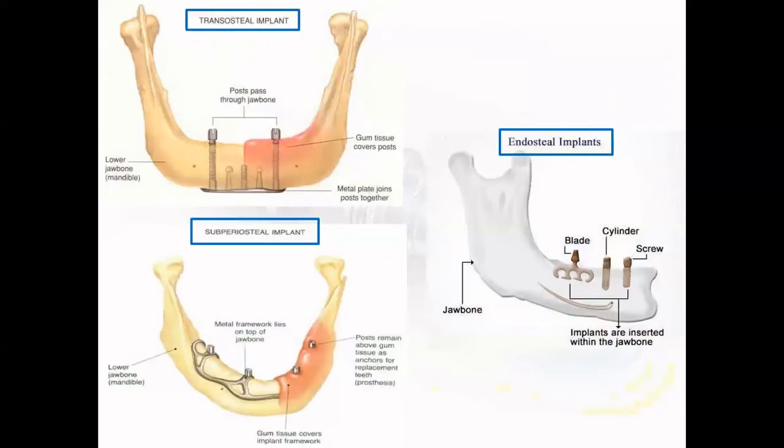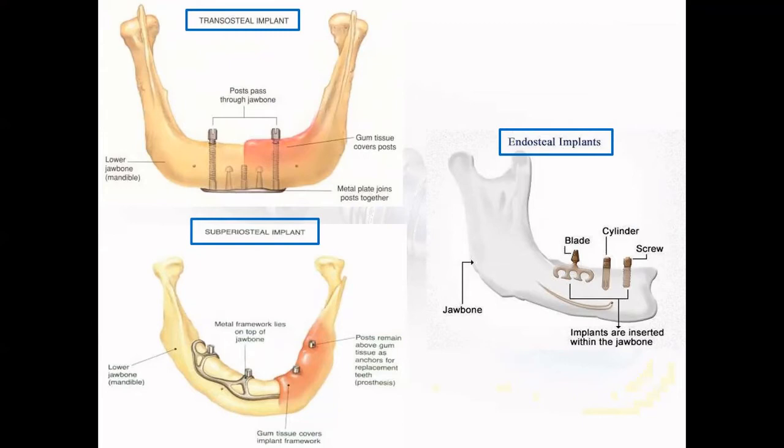So we see the picture of transosseous implants, where the implants pass through the alveolar bone completely for anchorage. And a subperiosteal implant, where we can see an implant which uses the periosteum of the alveolar bone for anchorage. And the endosteal implants, which are placed inside the alveolar bone using the cortical and the cancellous bone.